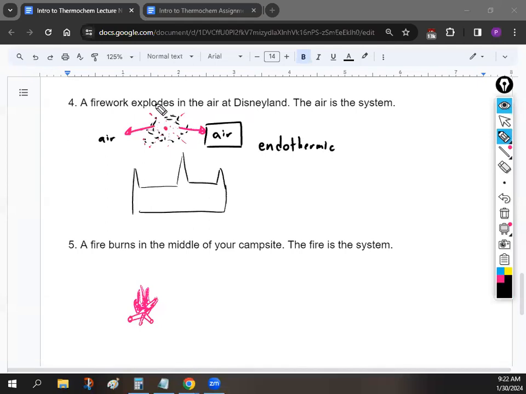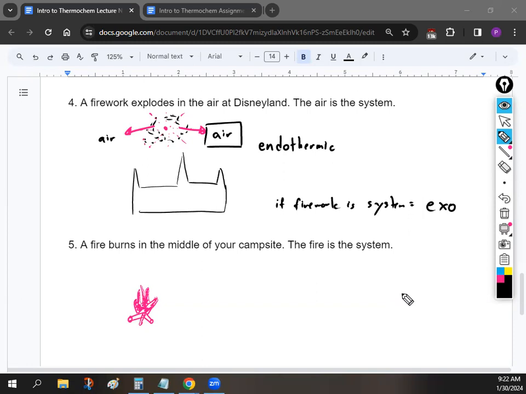Now, if we said that the firework was the system, this is exo. If the firework is the system, this is an exothermic reaction because the firework is releasing energy. But since we said the air is the system, the air is absorbing energy, so it's endothermic. So just keep that in mind. That's why it's important to know what the system is, because that's the thing that we are looking at specifically. All right, any questions on 4? I guess that was kind of a trickier question.